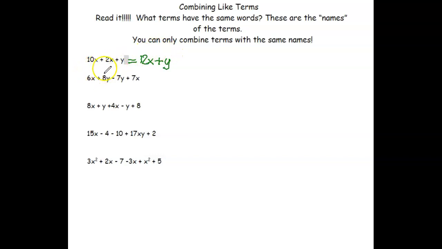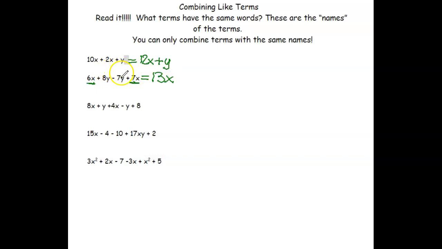So 6x plus 8y minus 7y plus 7x. I'm going to make sure again that you're stressing the name of these, not the numbers in front. I'm not looking to see that these two 7s combine together because they don't. This is 7y's and 7x's, two totally different things. What I do have is the 6x and the 7x. 6 plus 7 is 13 x's.